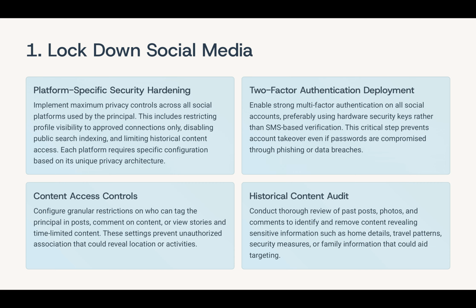Next, it's essential to deploy strong two-factor authentication on all social accounts. Hardware security keys are recommended over SMS-based codes for increased protection against phishing or account compromise. This simple step can block most takeover attempts, even if a password leaks in a data breach. For content access controls, make use of granular options like choosing who can tag the principal in posts, comment, or view time-limited content like stories. These features help prevent unauthorized associations or inadvertent reveals of sensitive activities or locations.